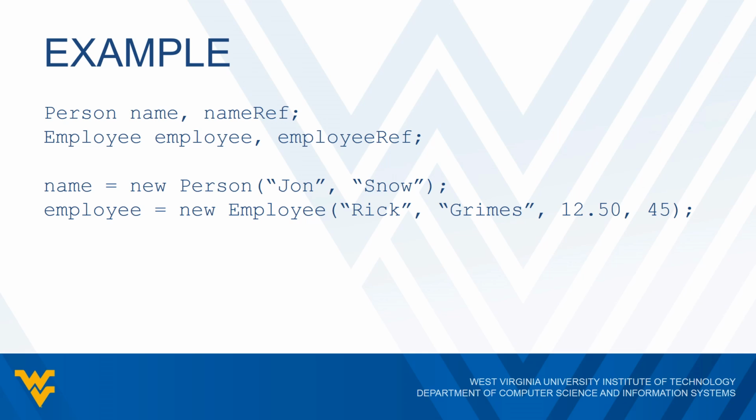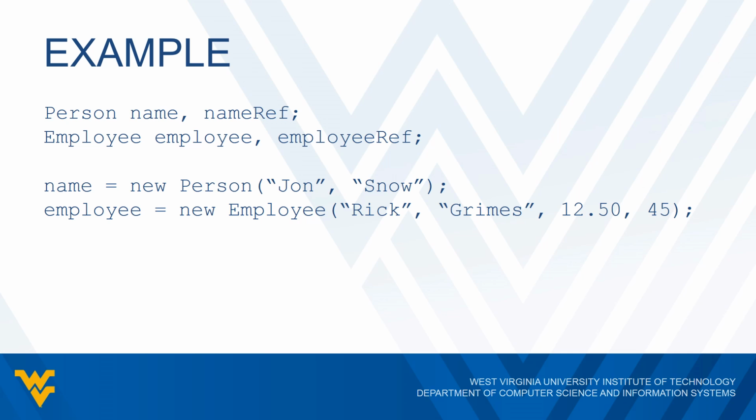So let's say we have the following code where we're declaring some reference variables and we're creating some objects of these classes. So the first line, we're declaring name and nameref to be reference variables of type person. The second line, we're declaring employee and employee ref to be reference variables of type employee. Now here we're assuming that employee is a subclass of the person class, or employee is inheriting stuff from the person class. So here we'll say that we're inheriting the first and last name of a person.